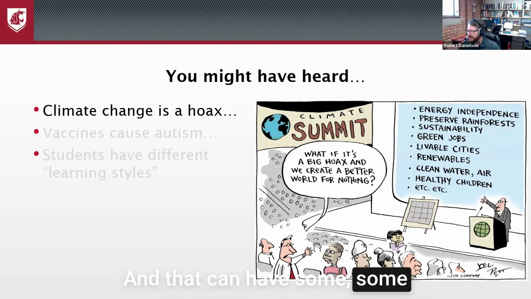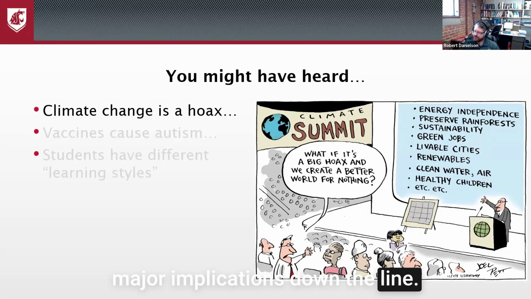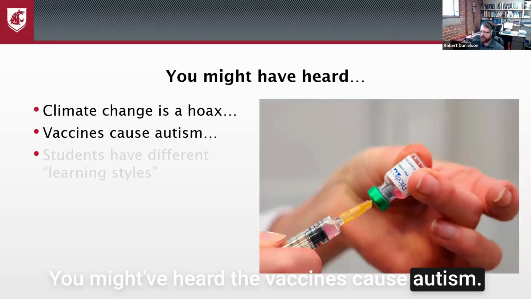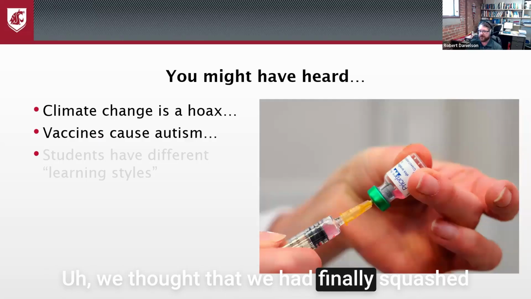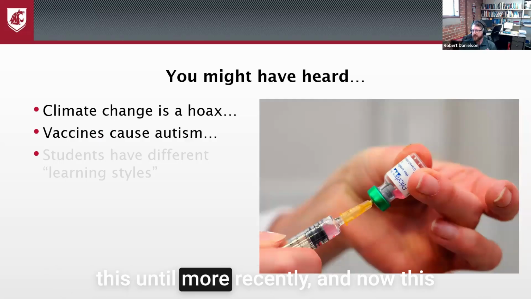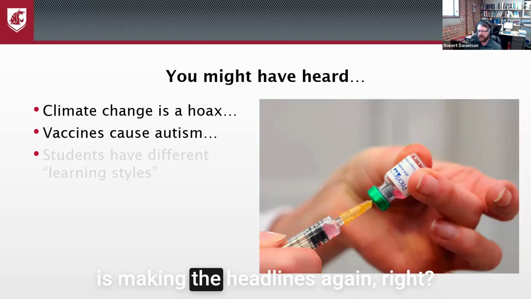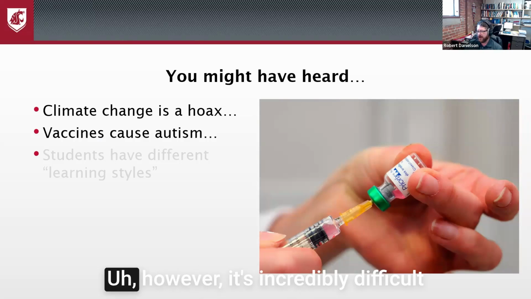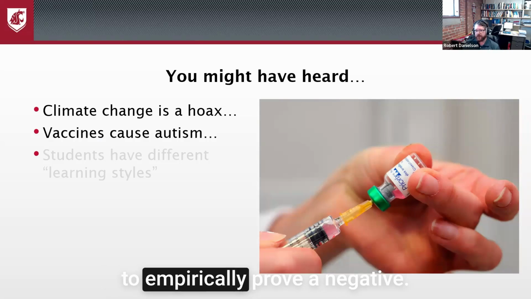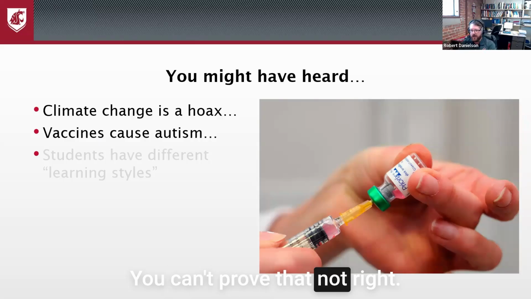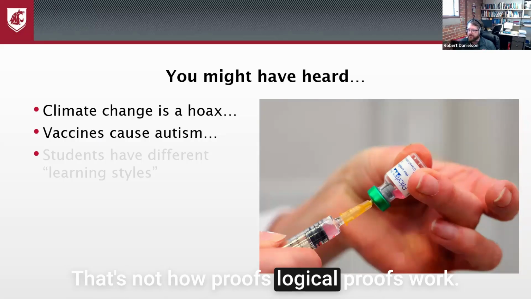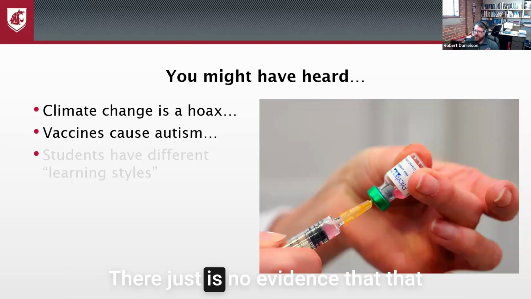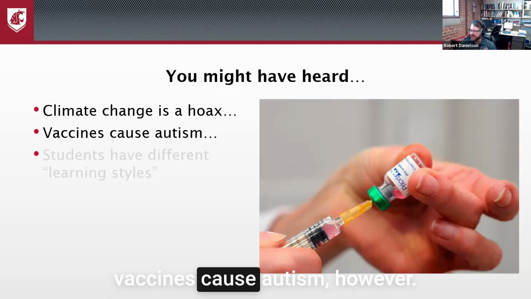And that can have some major implications down the line. You might have heard that vaccines cause autism. We thought that we had finally squashed this until more recently, and now this is making the headlines again, right? There is no evidence to support the claim that vaccines cause autism. However, it's incredibly difficult to empirically prove a negative. You can't prove that, right? That's not how logical proofs work. There just is no evidence that vaccines cause autism.